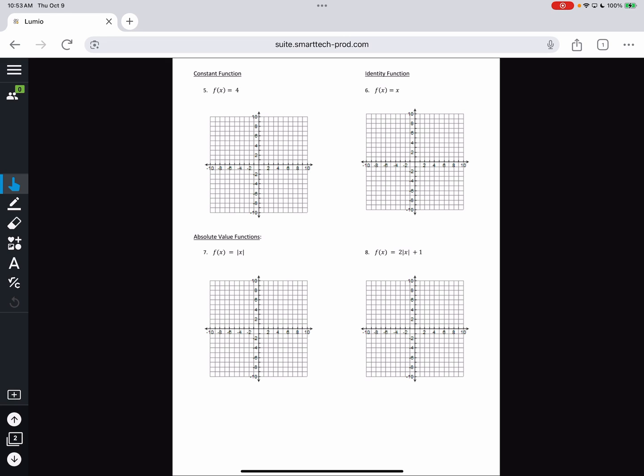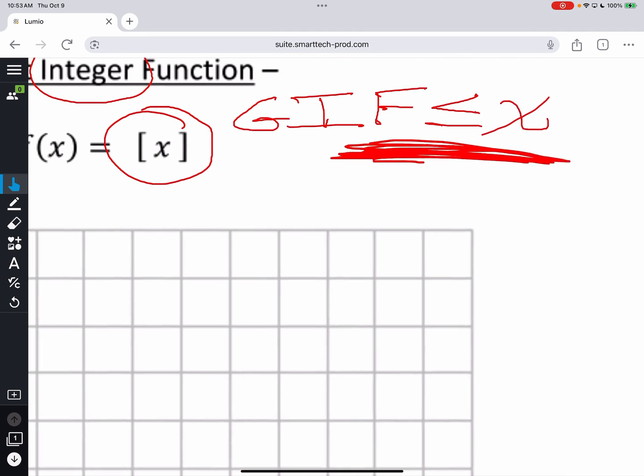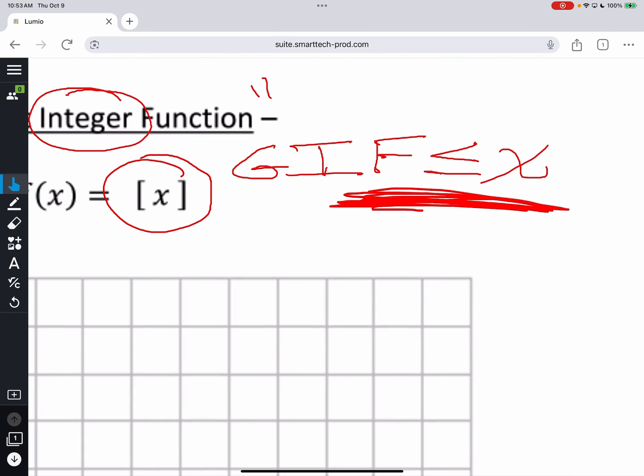You just round down, because it is telling you that your GIF is less than or equal to your X value. You're going to the lowest integer. So if it's 3.2, it can't be 3.2.